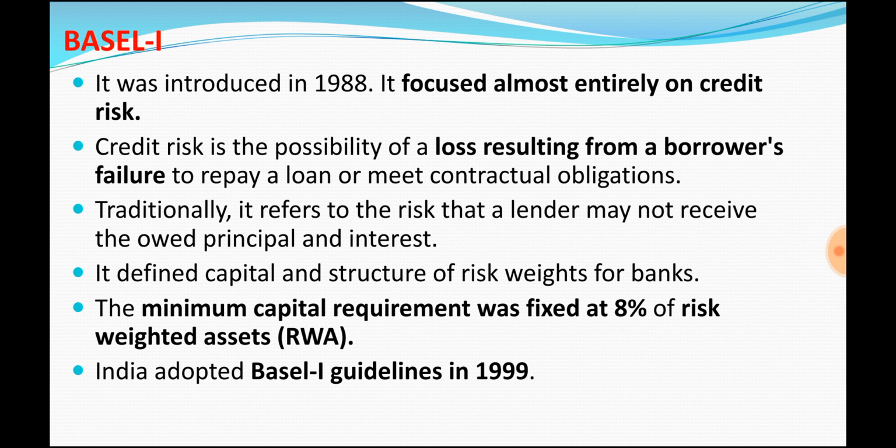The three risks are there, but the Basel norms introduced in 1988, the Basel first norms, focused only on credit risk, that is, the possibility of a borrower failing. That is why it came up with only 8% of risk weighted assets. It said that the capital adequacy ratio is 8% of risk weighted assets. Please remember this point. It also did not discuss clearly how much there should be tier 1 capital and how much tier 2 capital. It only discussed the 8% risk weighted asset, and it only considered credit risk. It was introduced in 1988, and India adopted the Basel I guidelines in 1999.